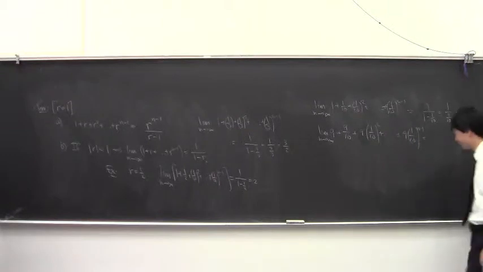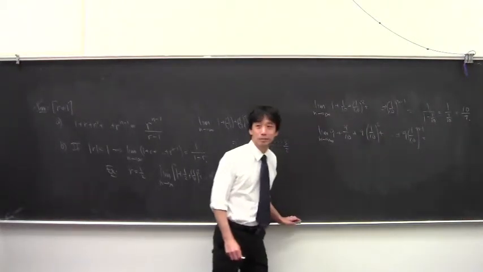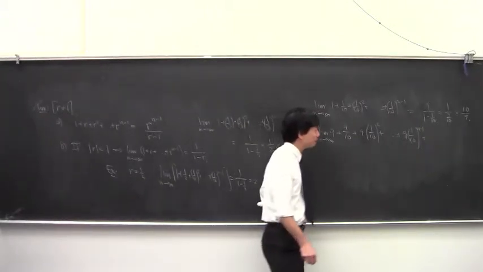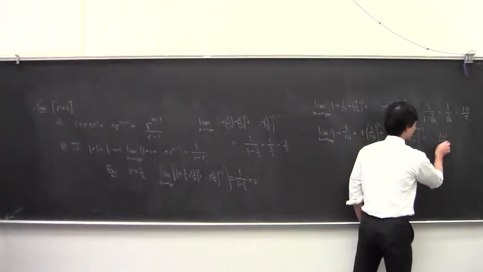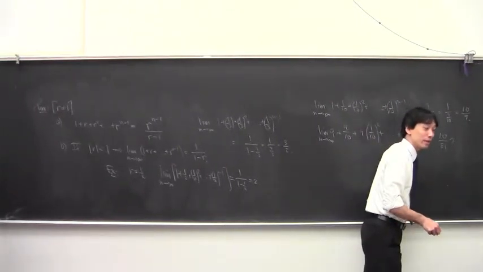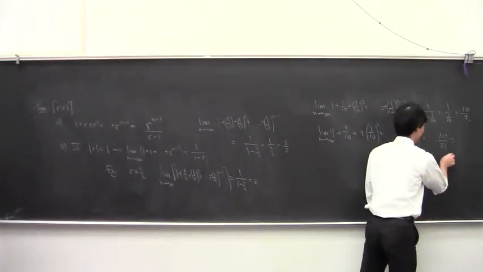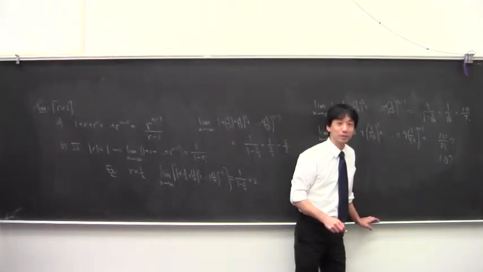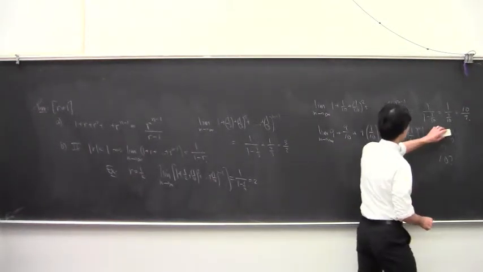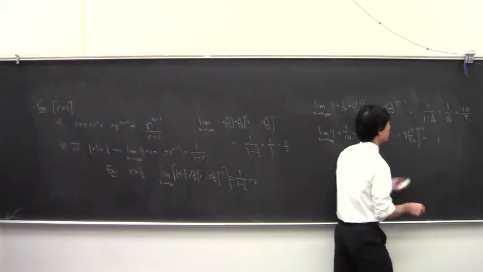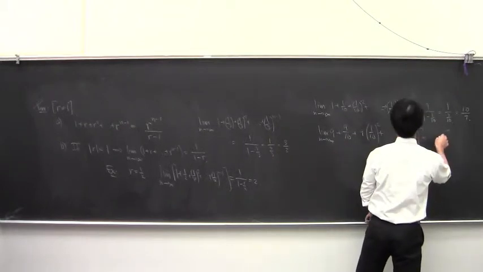What's the answer? Stefano? 10 over 81? Priya? 10. Just 10. Anyone else? Okay, the answer is 1. Oh wait, it's 10. I'm sorry.